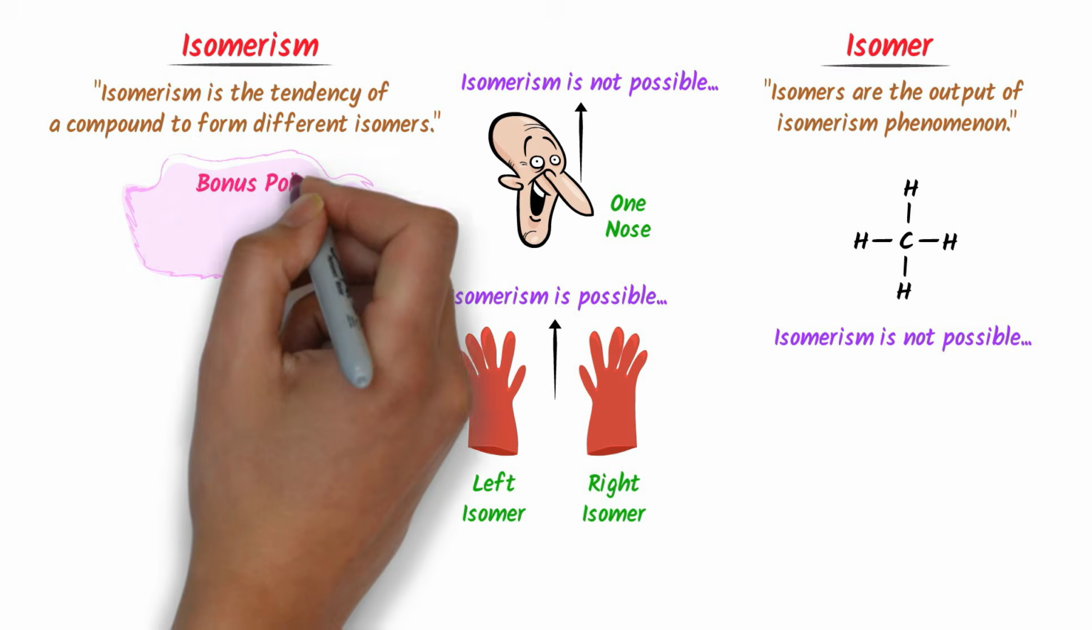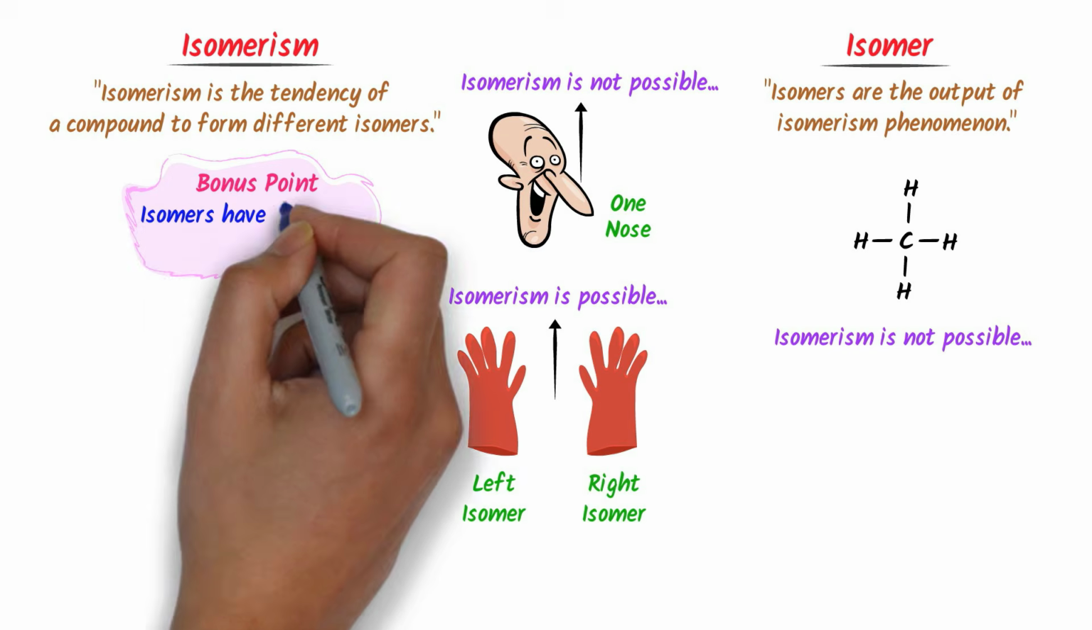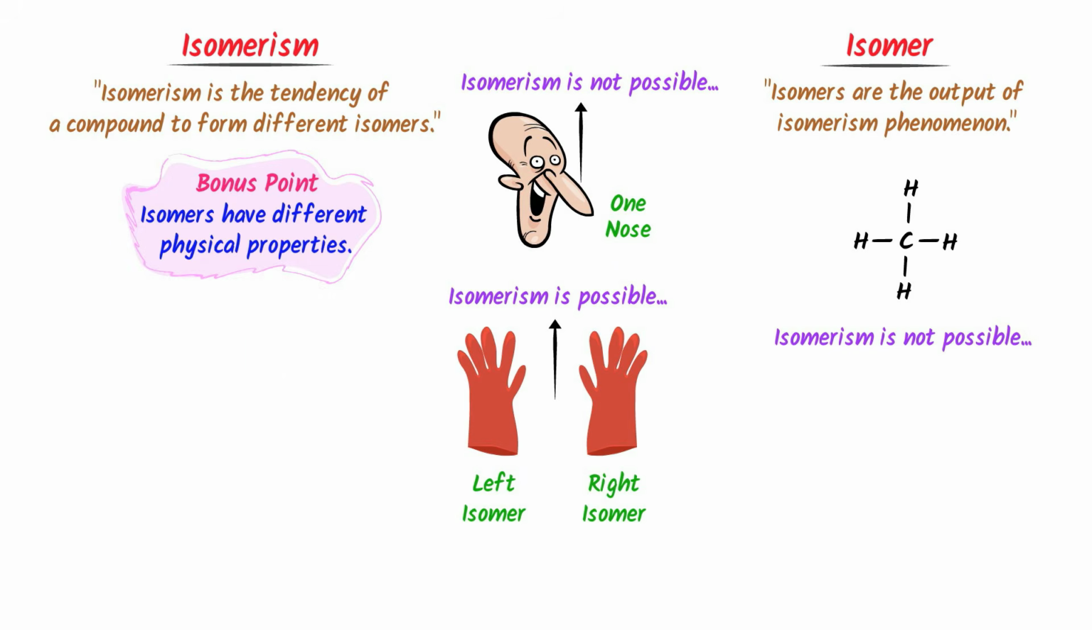Here, remember this bonus point. Isomers have different physical properties. For example, consider these two isomers. This is alcohol and this is ether. We know that they have same molecular formula, but they have different structures. That's why they have different physical properties. For instance, this is liquid and this is a gas. Therefore, we say that isomers have different physical properties.